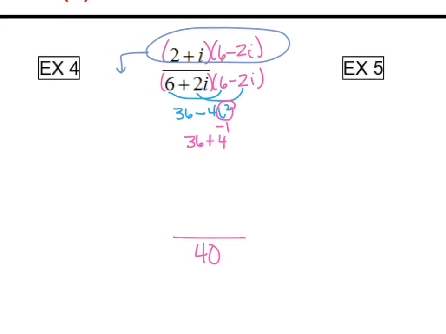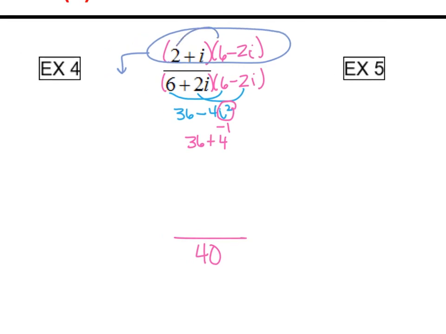2 times 6 is 12. 2 times negative 2i is negative 4i. i times 6 is a positive 6i. And i times a negative 2i is a negative 2i squared. Alright, this i squared is negative 1 times that negative 2 is a positive 2. I'll combine 2 with 12 and get 14. And then negative 4i plus 6i is a positive 2i.